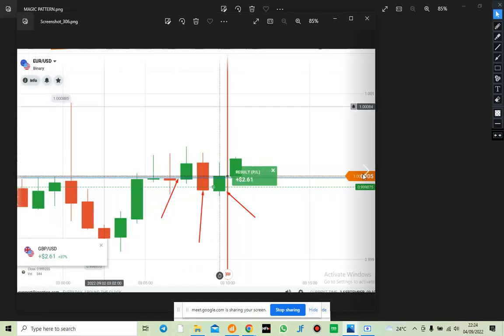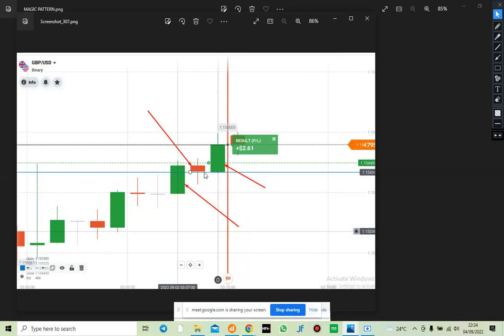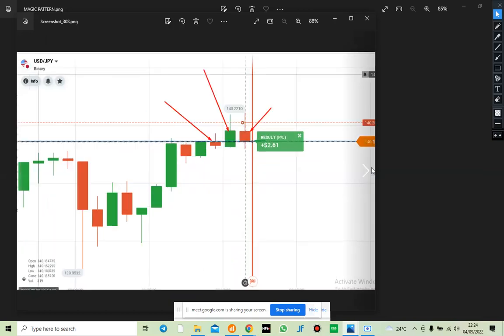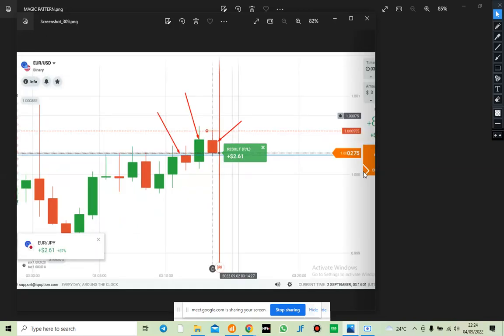This one is different. This one is quite different. Actually, this one is the same. This one is the strategy I'm talking about. So the next candle was red.